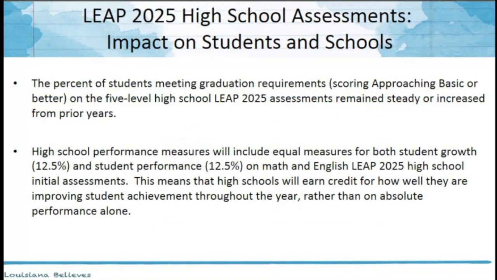The percent of students meeting graduation requirements, meaning they scored approaching basic or better on the 5-level high school LEAP 2025 assessments, remained steady or increased from prior years. High school performance measures will include equal measures for both student growth and student performance on math and ELA initial assessments. So this means high schools will earn credit for how well they are improving student achievement throughout the year rather than just performance.